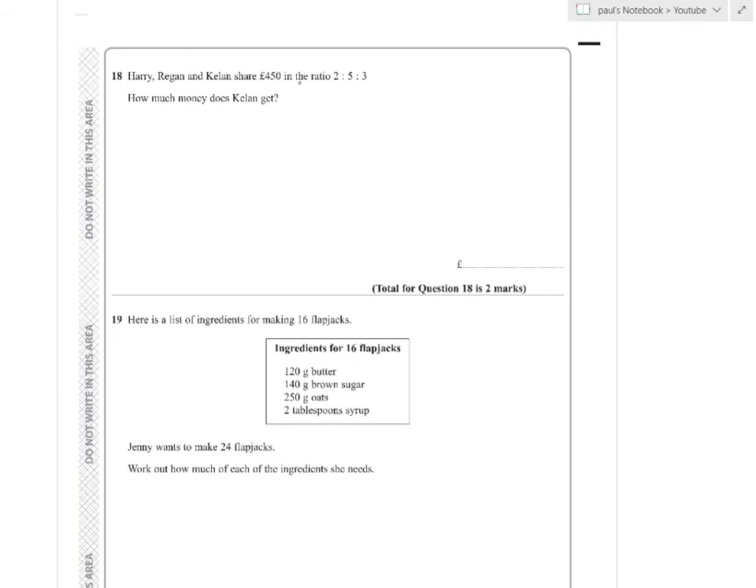Harry, Keegan and Keelan share up money in the ratio. How much does Keelan get? So 2 plus 5 plus 3 equals 10. 450 divided by 10 equals 45. And Keelan is this one here. So 3 times 45 is 135.